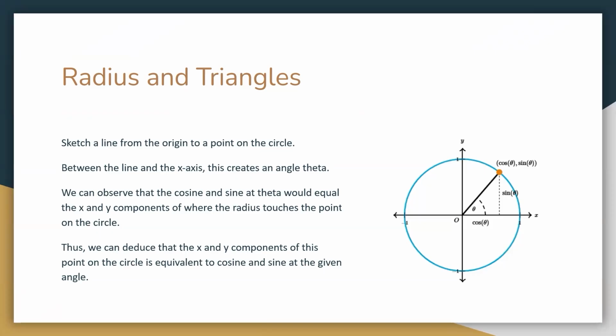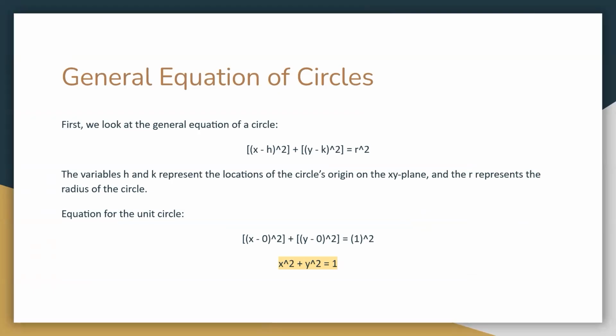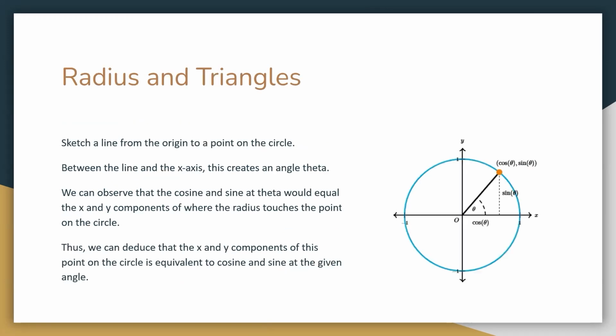We can actually insert cosine and sine in the place of x and y there, because cosine squared plus sine squared is equal to 1. And that's what you're seeing here on the right: the hypotenuse of this triangle that's made out of cosine and sine here, that hypotenuse is of length 1. We can see that the x and y components of this triangle line up with where the hypotenuse touches the outer edge of the circle, and therefore we can deduce that the x and y components of this point on the circle are equivalent to cosine and sine at the given angle.